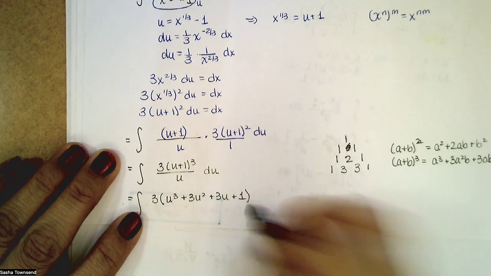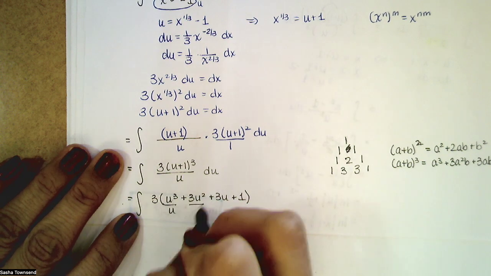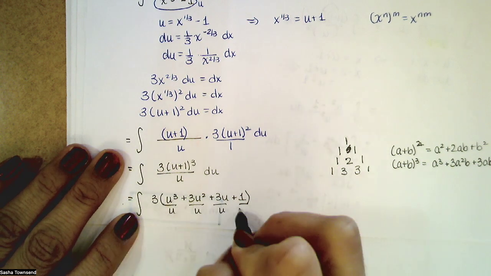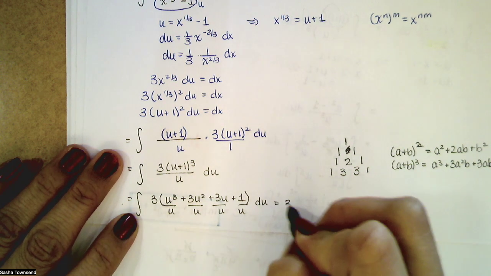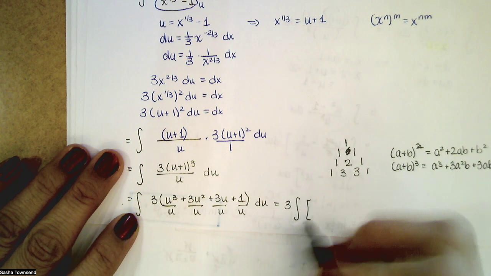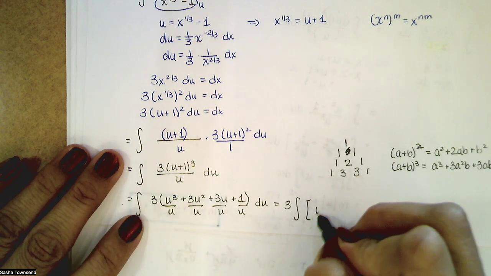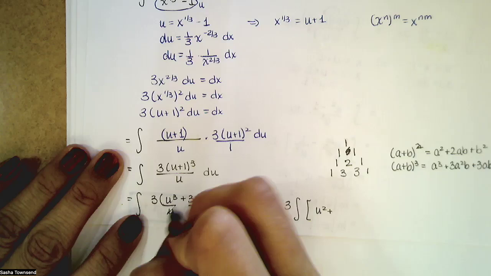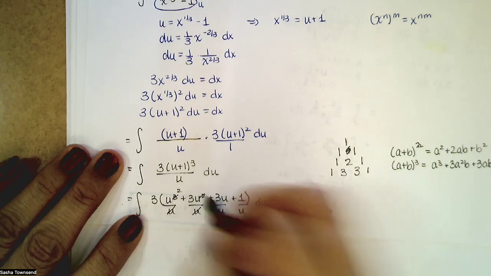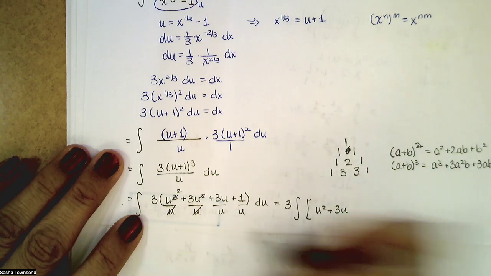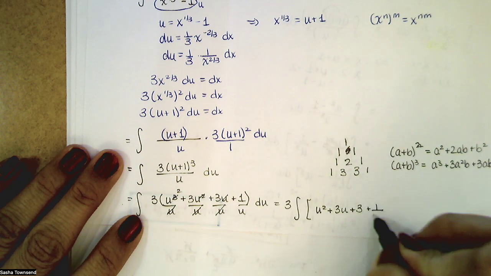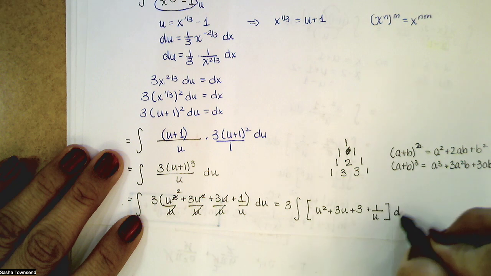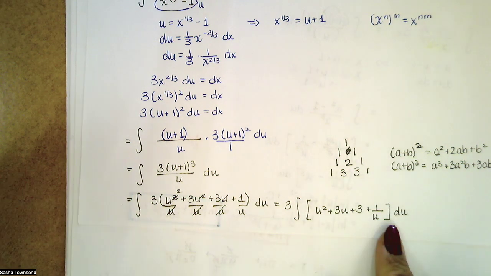And we're taking each of those terms and dividing by u. And you can factor that 3 outside of our integrand. So you end up with 3 times u cubed divided by u, which is u squared. And then one of those u's will reduce, so we've got a 3u there. Then the 3u divided by u is just the 3. And then the 1 over u is going to give us a natural log when we take the antiderivative. So that's our new integrand.